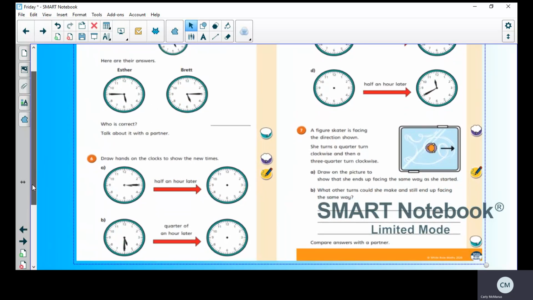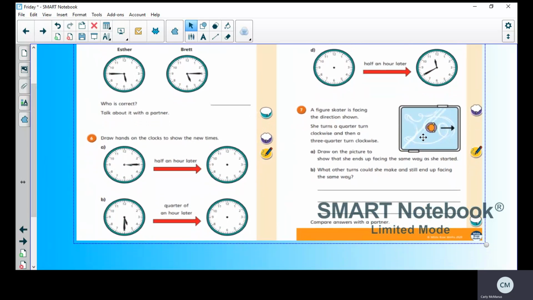And then on question 7, it says a figure skater is facing the direction shown. So a figure skater is like an ice dancer. So here they're facing this way. She turns a quarter of a turn clockwise. So remember, clockwise is this way, just 1/4 of a turn, and then turns 3/4 of a turn clockwise. Draw on the picture to show that she ends up facing the same way she started. What other turns can she make and so end up facing the same way?